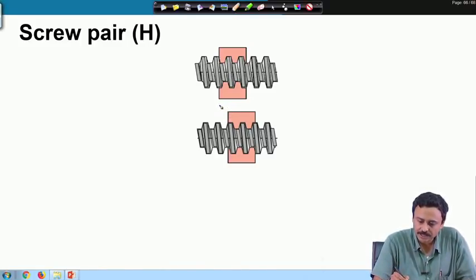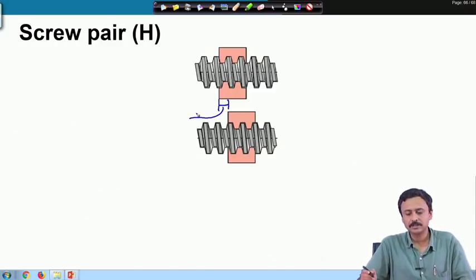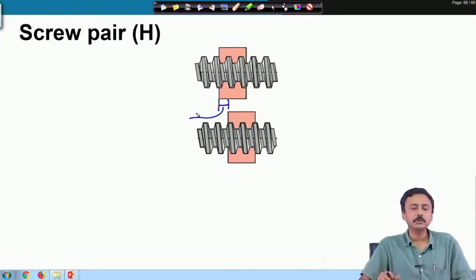So, it is this translation which becomes our pair variable, but this pair variable can be related to the lead of the screw. As you know, it can be related to the lead and the amount of rotation. Through the amount of rotation and the lead, you can determine the translation of the nut.